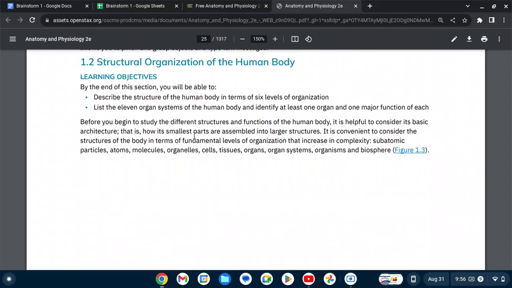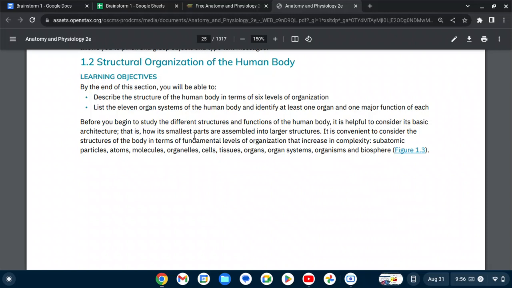Structural organization of the human body. 1.2. Structural organization of the human body. Learning objectives. By the end of this section, you will be able to describe the structure of the human body in terms of 6 levels of organization, list the 11 organ systems of the body, and identify at least one organ and one major function of each.